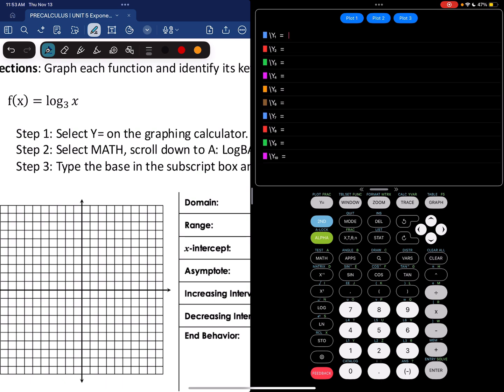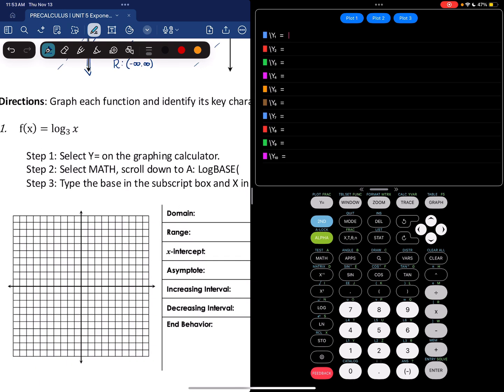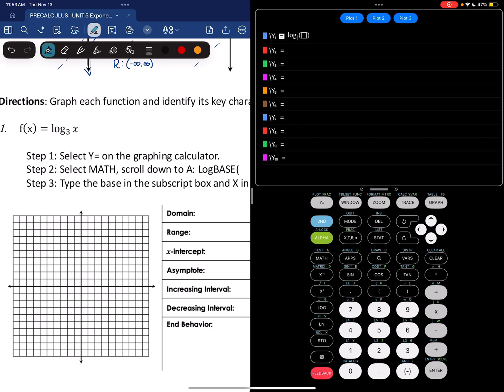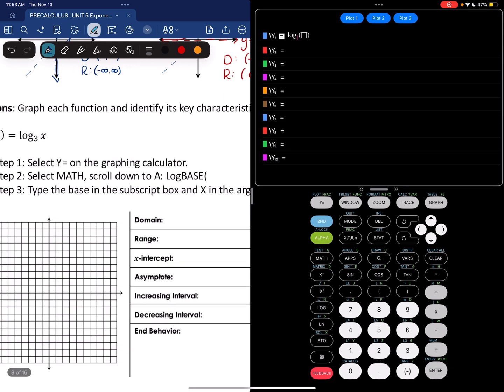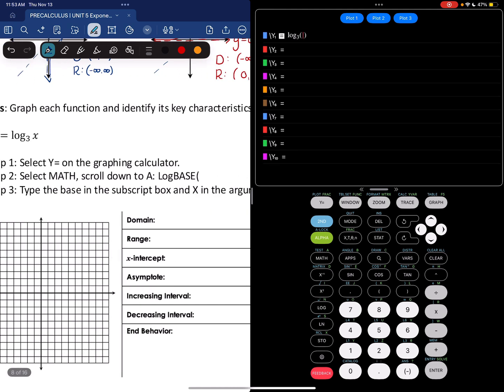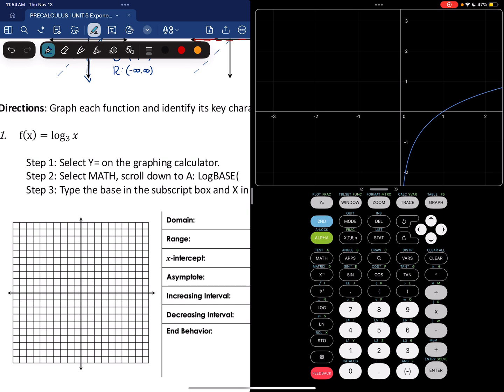But if we want log base 3, then what we want to do is go ahead and select the y equals on our graphing calculator so that we can graph. Then you're going to select math, and you're going to scroll down to option A, which says log base. Now you'll actually be able to type the base in the subscript box, which in our case is 3 here, and the x in your argument box. Make sure to choose the x next to the alpha key. That's your variable. Press enter, and now we're ready to go.